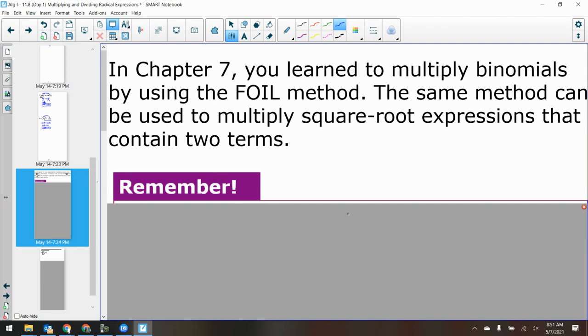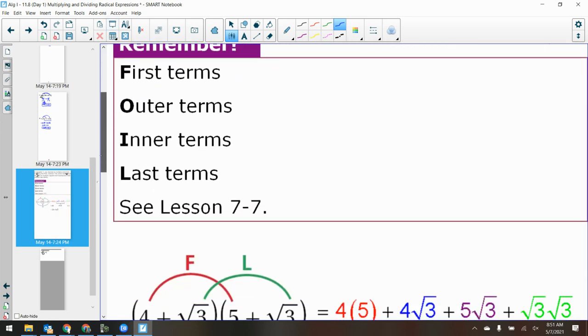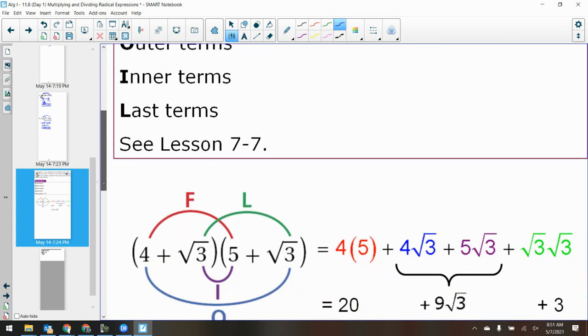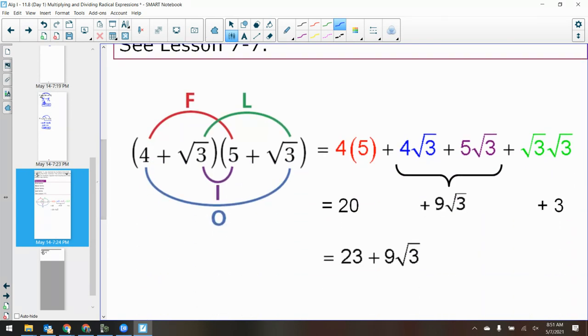FOIL method. In chapter 7, we learned to multiply binomials using FOIL. What does FOIL stand for? First, outer, inner, last. Good. First, outer, inner, last. First terms, outside terms, inside terms, last terms, right? First, outer, inner, last. And just seeing it here, I've got two terms, the 4 and the radical 3, and then two terms, the 5 and the radical 3.